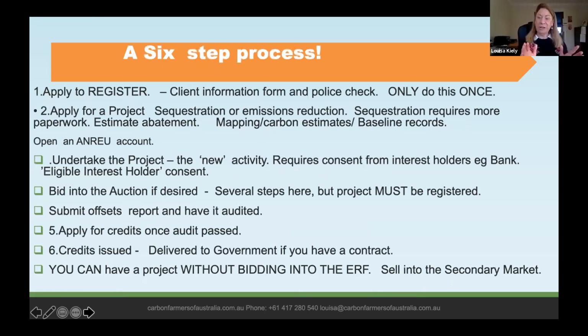This is the bit that we went through the last time, and wasn't that fun as we unpacked these seeming, you know, there's just six steps, easy peasy. And then we went into some of the detail, which is a little bit more complex, but you just take it one step at a time in order to get through. Apply to register. So registering is king.